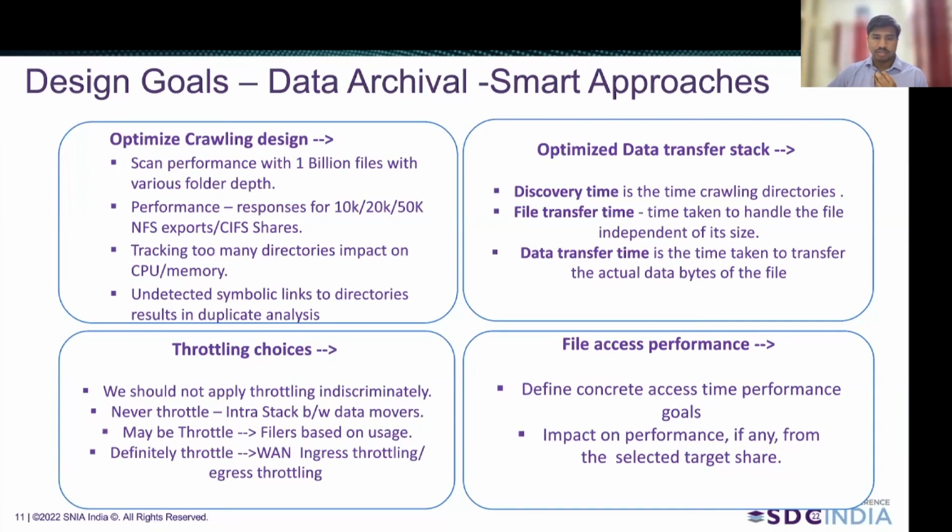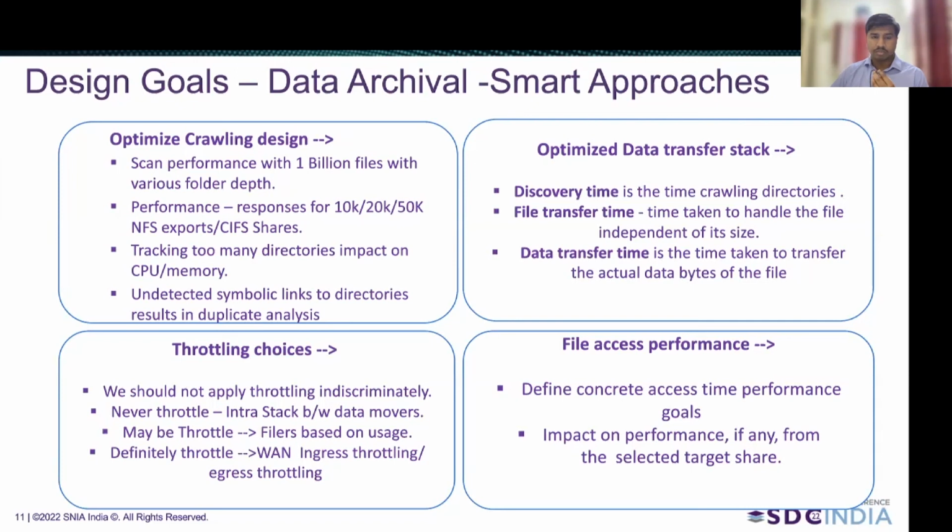And then once your crawling is in place, what happens for the data transfer stack? So classify your whole operation into at least 3 categories for an archival use case. What is the discovery time, whatever time you spent in crawling directories, and then add that to the file transfer time, like just to get the file handles, what is the overall overhead coming, and then the data transfer time itself, that is the actual data transfer on the pipe. So once the crawling is taken care of, if you are able to optimize or better your data transfer stack, that will really be the next smart approach to figure out in the architecture.